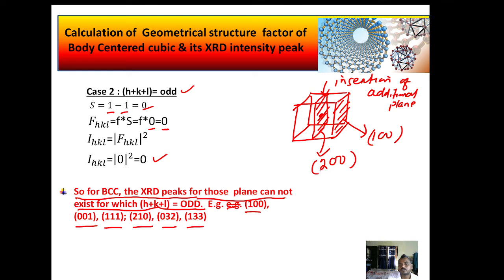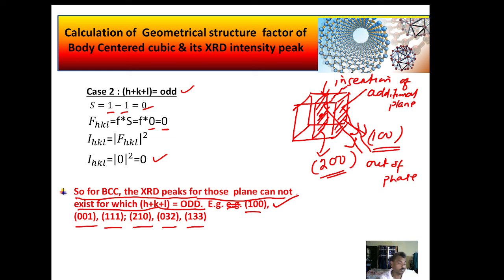Because of this presence of 200, when X-rays come and reflect, the X-ray reflected from this plane and this plane will be out of phase. So when they superpose, they give us destructive interference. Therefore, the XRD peak related to 100 cannot exist. This is the plain and simple explanation in terms of physics. And in terms of mathematics, it is also proved that for 100 it cannot be there. And similarly for others.